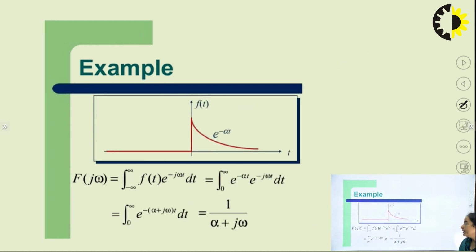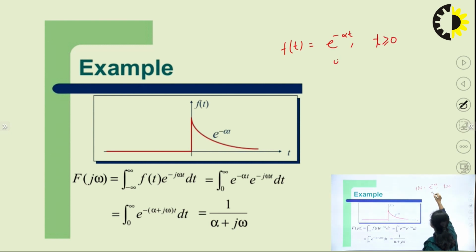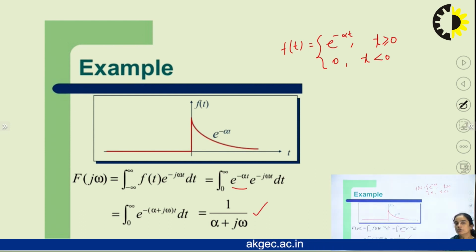Now if we take the example of an exponential, the function f(t) is e to the power minus αt when t is greater than or equal to 0, and 0 when t is less than 0. To derive the Fourier transform, in place of f(t) you write e to the power minus αt, and the limit will be from 0 to infinity because the function does not exist elsewhere. So the limit has been changed. After integration and putting in the limits, this is the F(jω) that you receive. Now you need to draw the spectra.